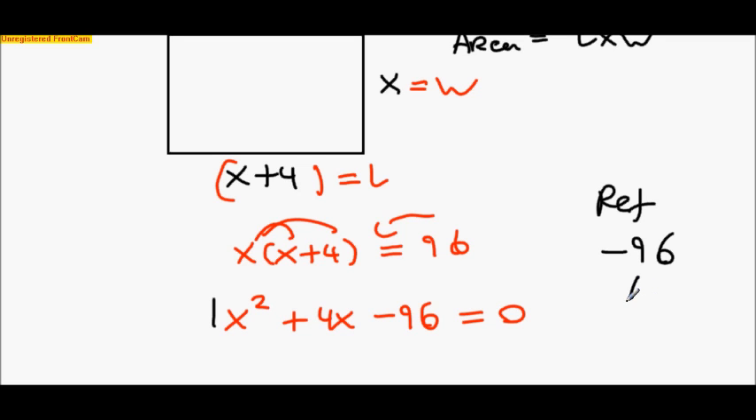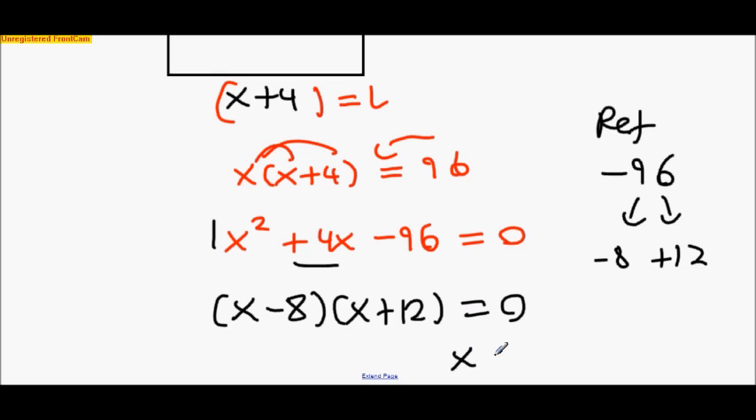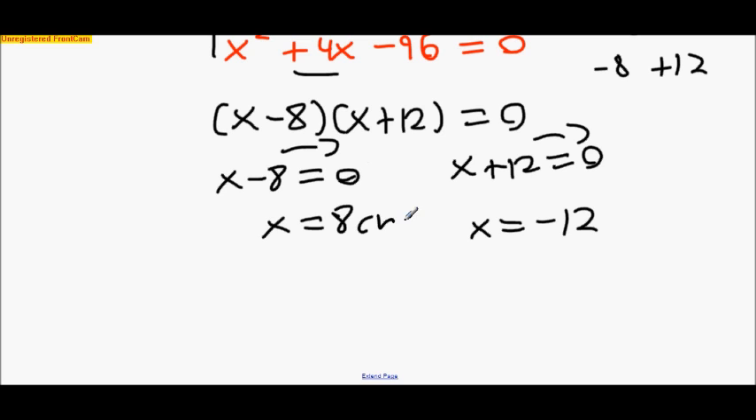We're going to break it up into numbers, so we can try the numbers 8 and 12, which is a good one to use. So it's going to be plus 12 minus 8 to get the plus 4 in the middle. So what we're going to get is x minus 8, x plus 12 equals 0. x equals minus 12. It can't be minus 12 because it's a negative answer. Length can only ever be positive. Bring over the 8, x equals 8 centimeters. That's the correct answer, and this one here is the wrong answer.